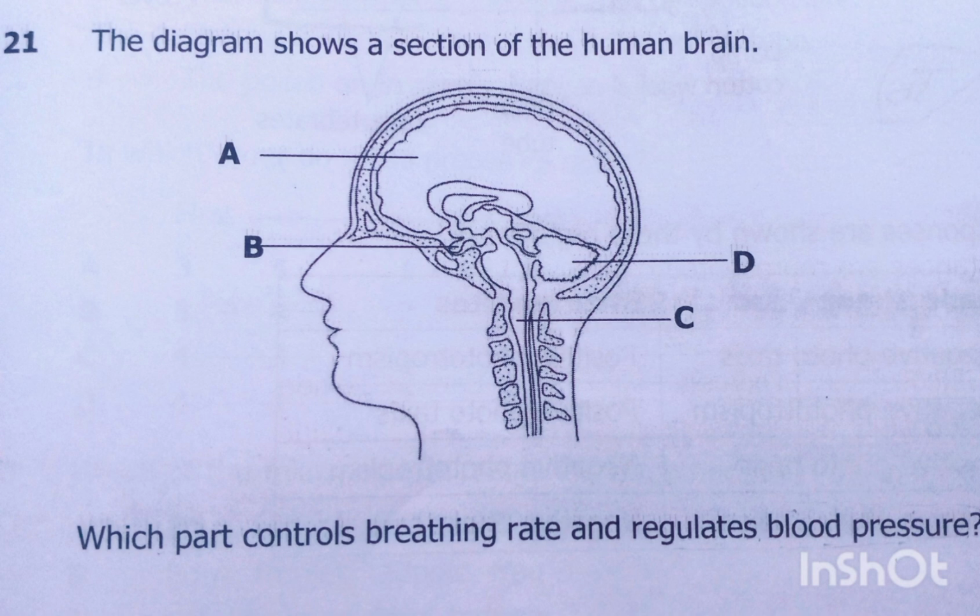Then B is the pituitary gland. What is the function of the pituitary gland? The pituitary gland stimulates other glands to produce their respective hormones.